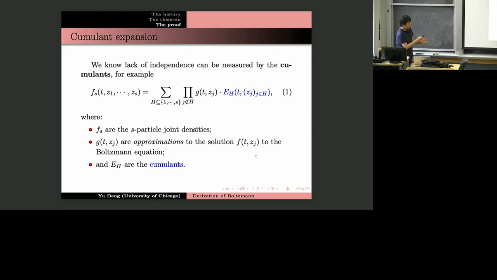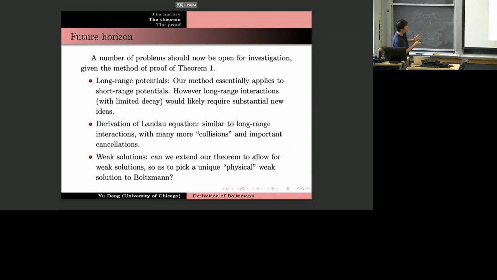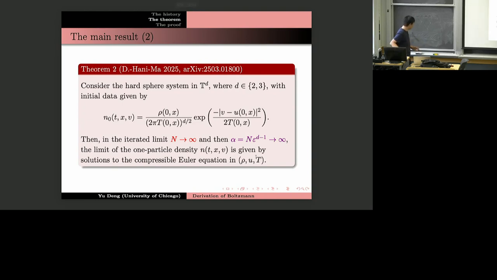Yeah, I did not talk about the hydrodynamic limit, but this corresponds to basically... Or like, why do you need alpha goes to infinity? Yeah, so let me show you.